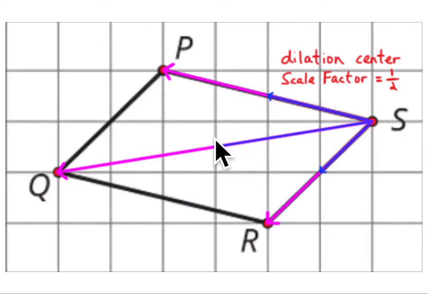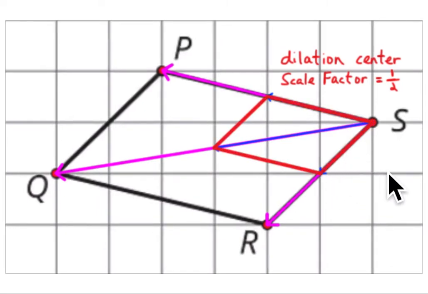And then you connect them and you get the scaled quadrilateral with a scale factor of 1/2. And notice one more time that these lengths are parallel, these lengths are parallel, this length is on the same side, this length is on the same side, so obviously those are parallel.